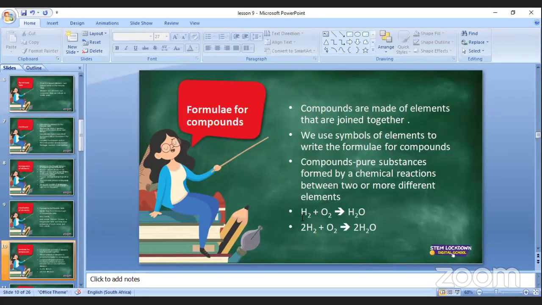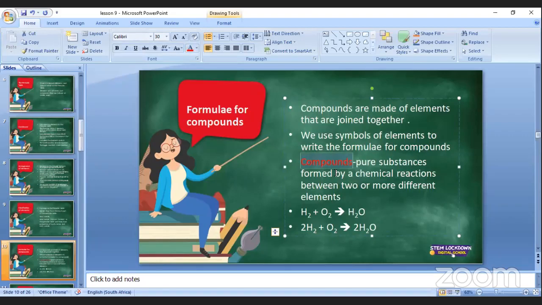Are we clear? So the definition of compounds: compounds are pure substances. They are formed by a chemical reaction between 2 or more different elements. As I've explained to you, we have hydrogen reacting with oxygen, and then we get H2O.